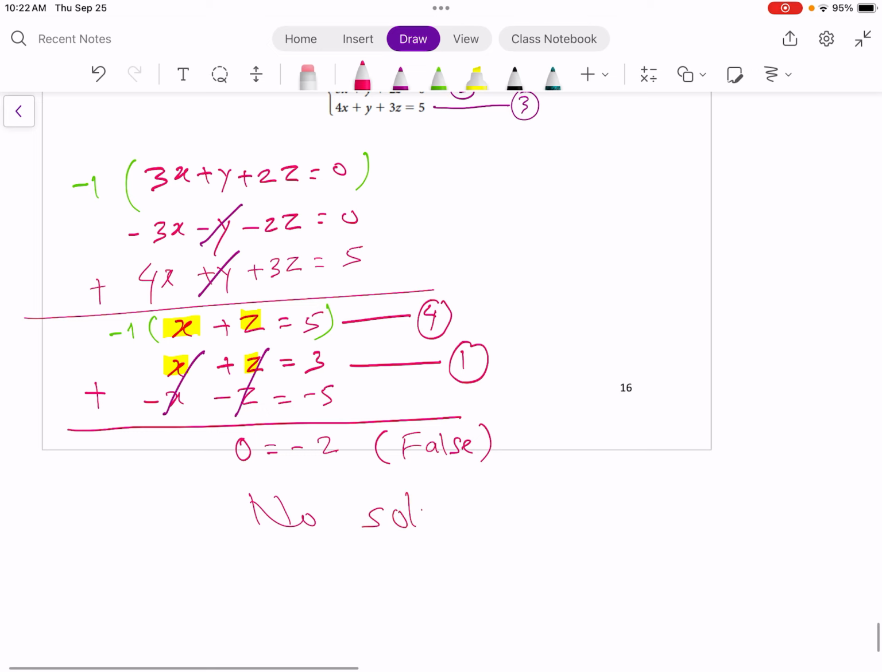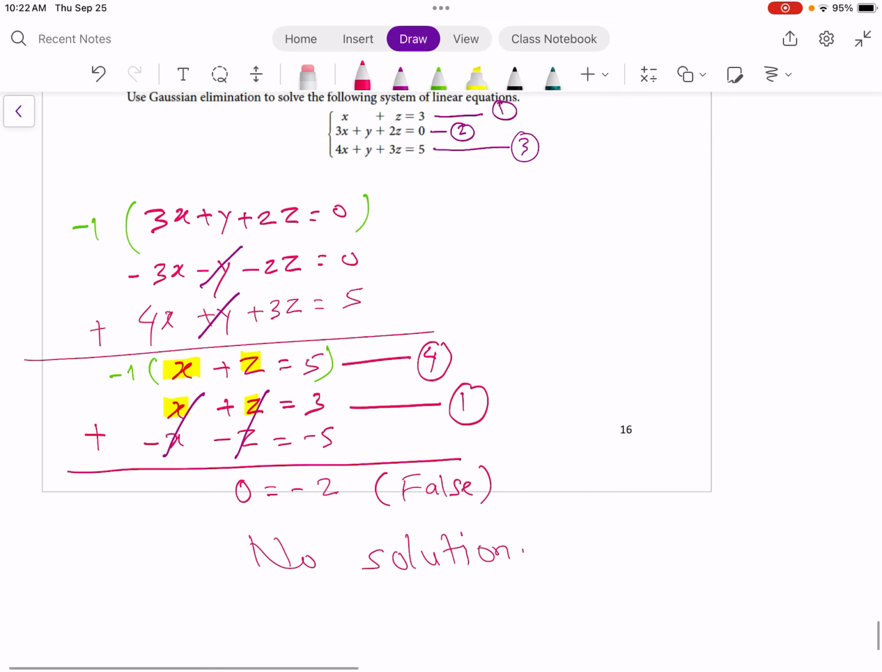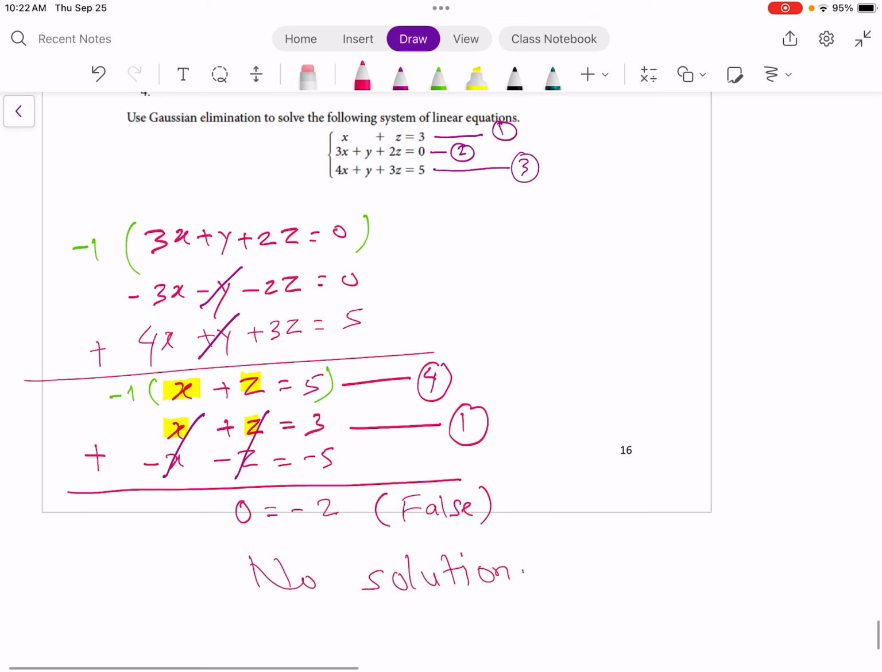No solution. If you get the same number on both sides, it's infinitely many solutions. If you have two different numbers and they are equal to each other, then it's no solution. 0 is not equal to negative 2. So from here we can conclude that this system has no solution. It means they do not intersect. All of these three planes do not intersect at a common point. Any question?